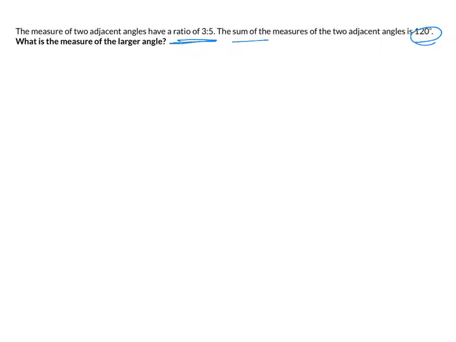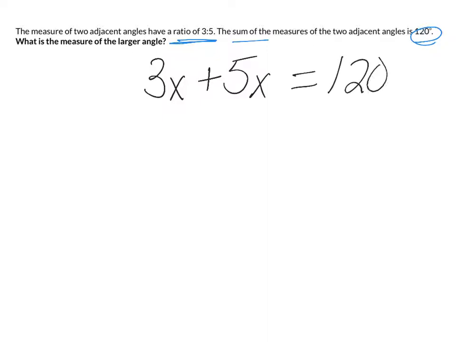Because they are a ratio, I know that they have to have a common multiple, because ratios increase by a common number, correct? So, and because it says sum, I can say that 3x plus, that's where the sum comes in, 5x equals 120 degrees. The sum of the measures of the two adjacent angles is 120 degrees.